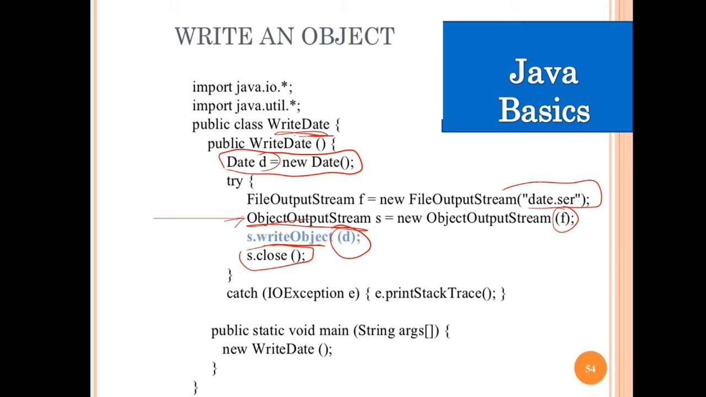And then one thing we're missing is that we are not closing this, so we should close the FileOutputStream as well. And then we need to catch exceptions, IOExceptions, right? And then we're calling that method which we defined here, within our main method.